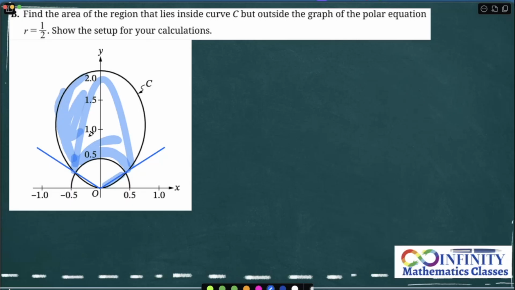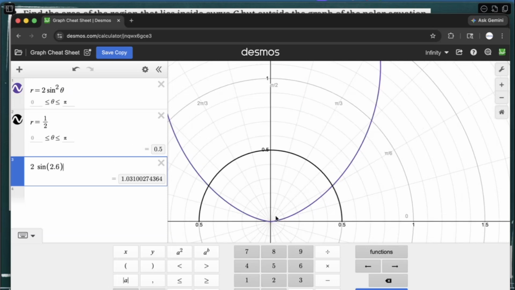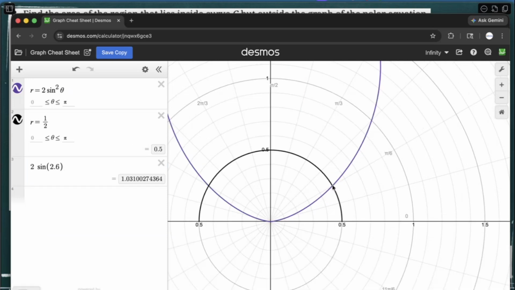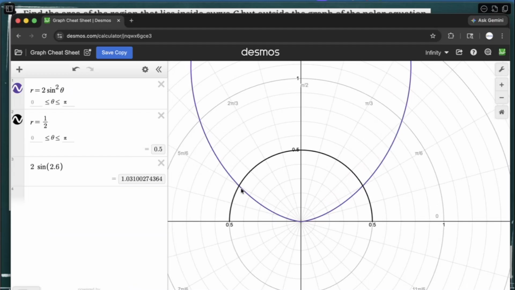Now the question is how we are going to do this. In order to find the area in polar coordinates, let me erase this for the moment. I need to find out these values. Because I'm using Desmos, you see they are intersecting at this point. This is the point, and the angle is pi by 6, and this angle is 5 pi by 6. So the points of intersection are at theta equals pi by 6 and theta equals 5 pi by 6.